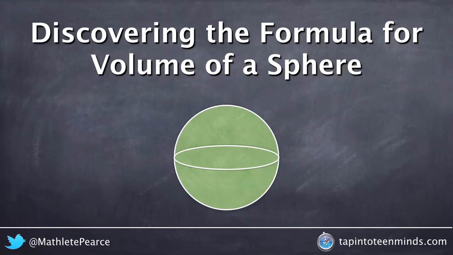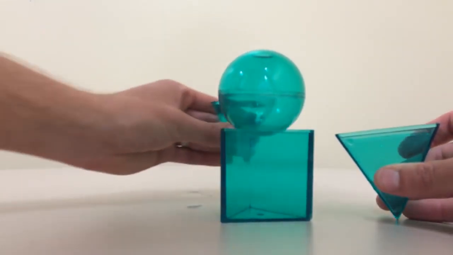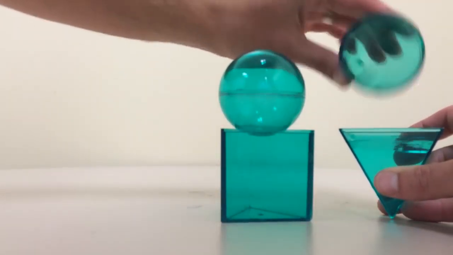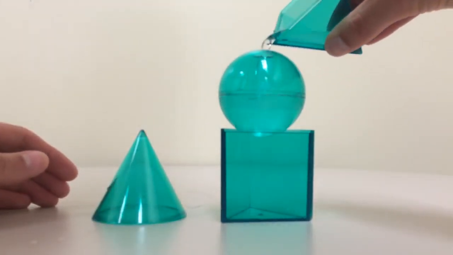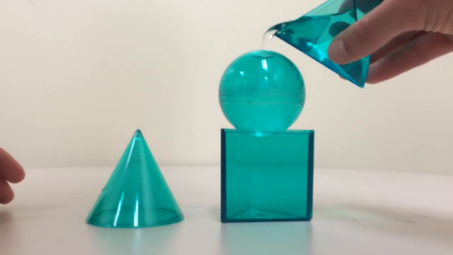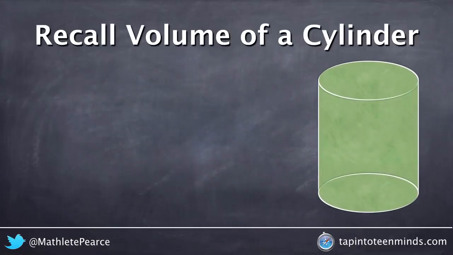In this video, we're going to discover where the formula for the volume of a sphere comes from. In a previous video, we saw that it took two cones to fill a sphere with the same radius. So we'll now go back to recall the volume of a cylinder.